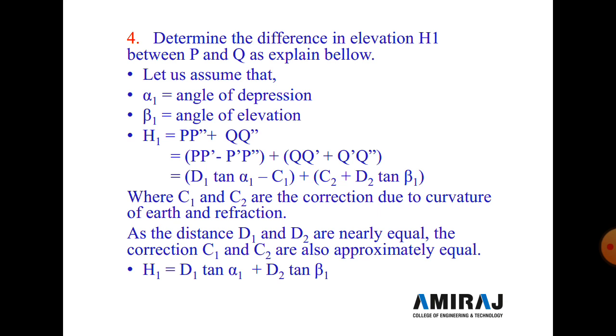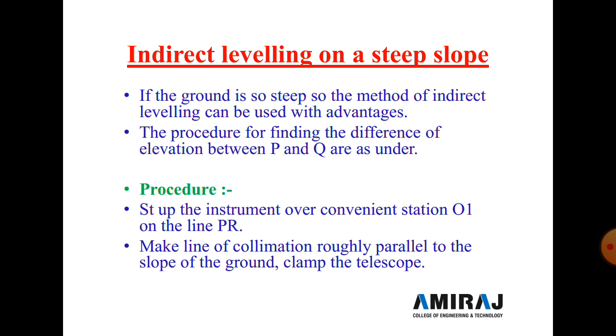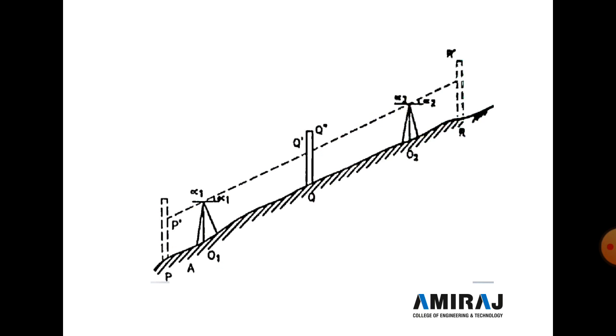So what we discussed, all these things are written in this slide. Now we start a new topic, indirect leveling on a steep slope. So in a steep slope, if the ground is so steep, the method of indirect leveling can be used with advantage. So the procedure for finding the difference of elevation of points P and Q is as under. Let's start this procedure with the figure.